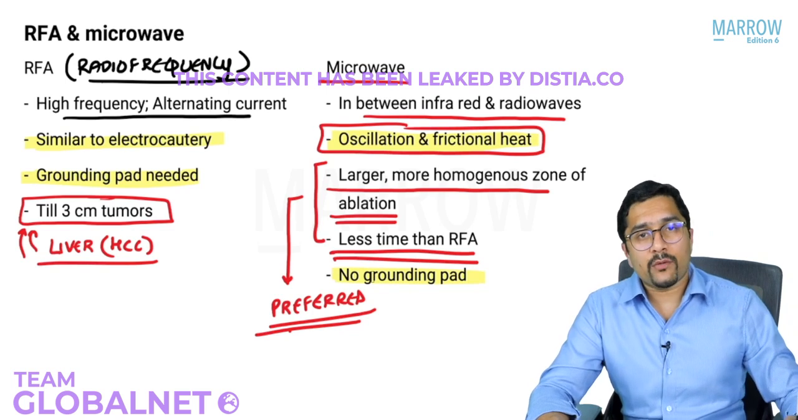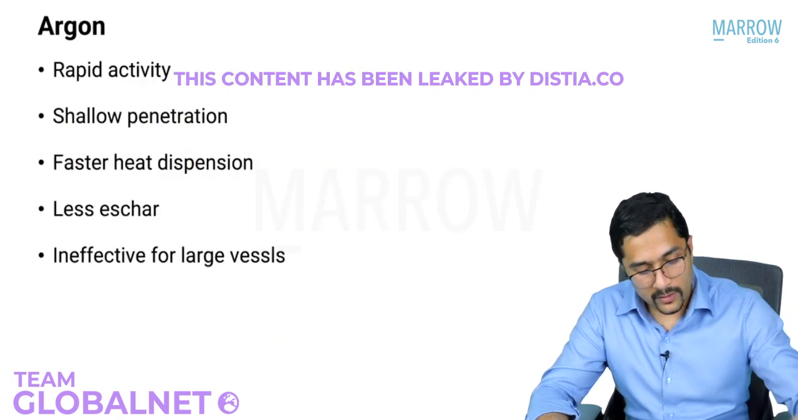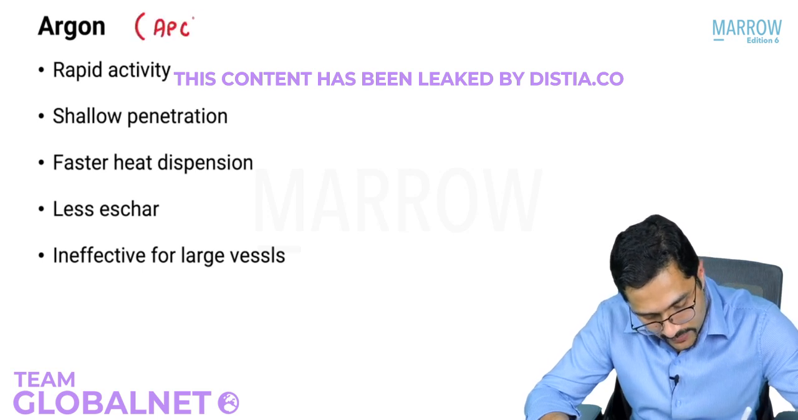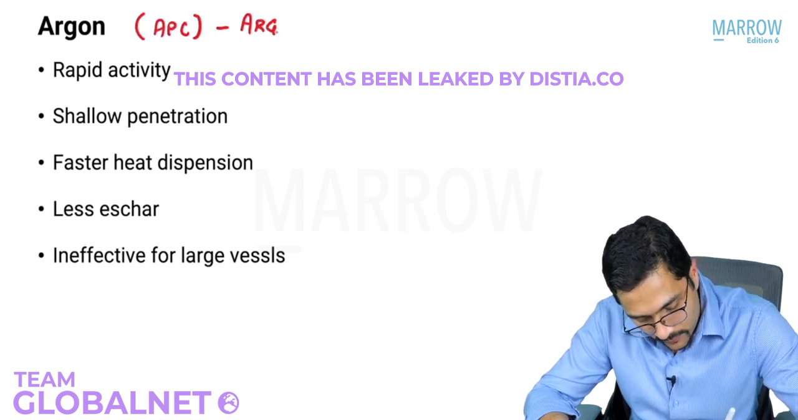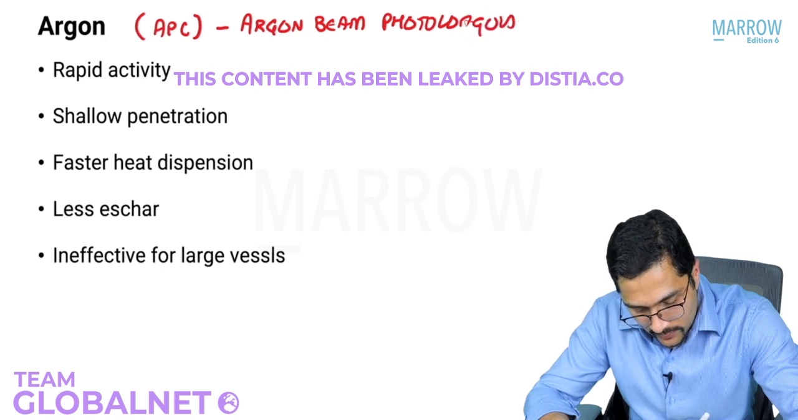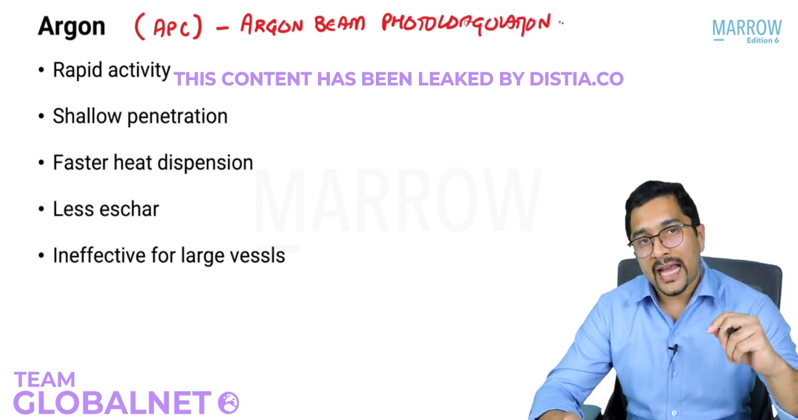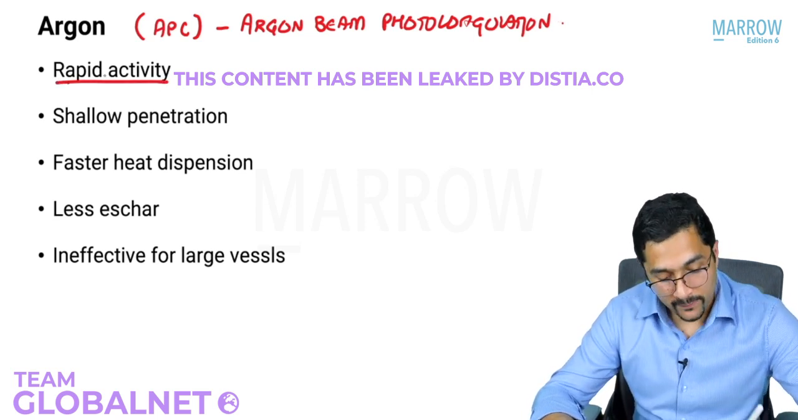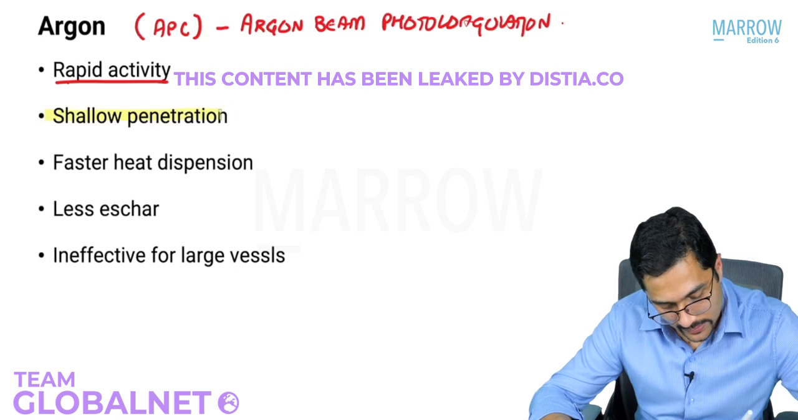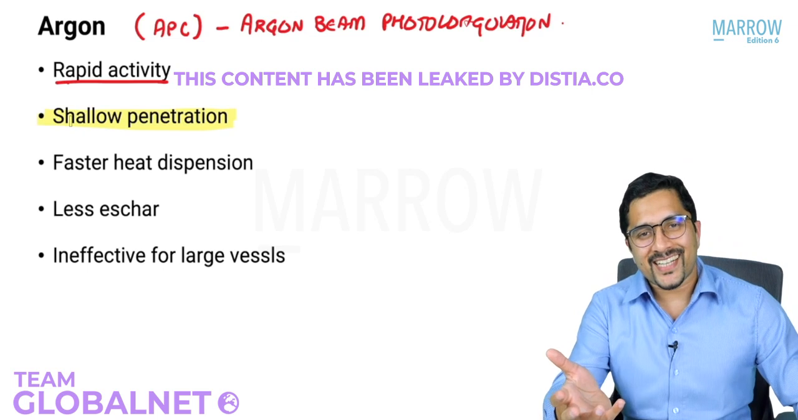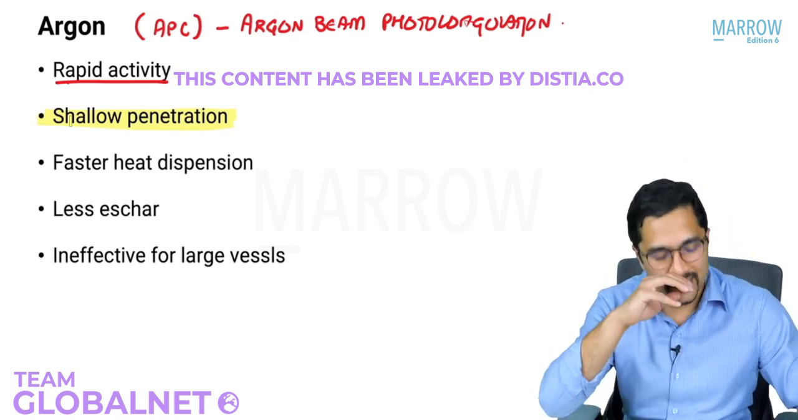The final one which I want you to know is argon beam photocoagulation, APC. APC is argon beam photocoagulation. So here a beam of argon gas is used to carry out coagulation. It has rapid activity, but one of the disadvantages is shallow penetration. Now, it is an advantage in certain areas and it is a disadvantage in certain areas.